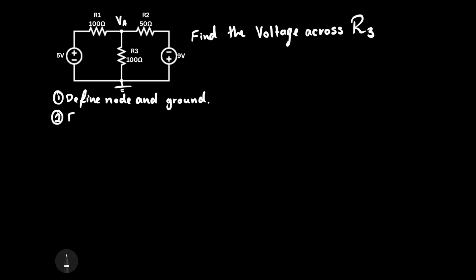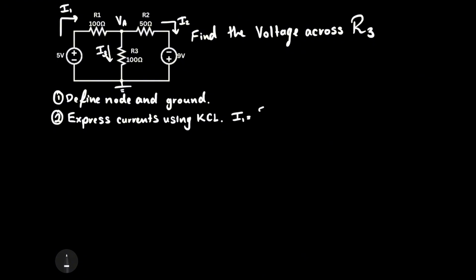Now in step 2, we're going to express the currents using Kirchhoff's current law. We need to identify currents I1, I2, I3, and write them in terms of Ohm's law. The first current I1 equals (5 minus VA) over 100 ohms. The second current I2 equals (9 volts minus VA) over 50 ohms. And finally, I3 equals VA over 100 ohms. These values come directly from the voltage sources and the values of the resistors.